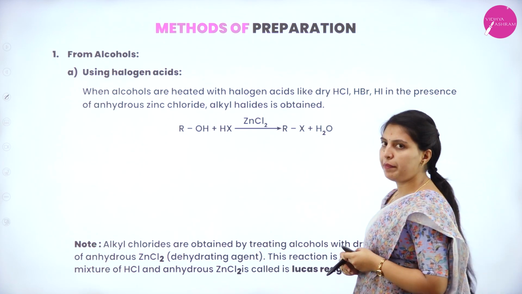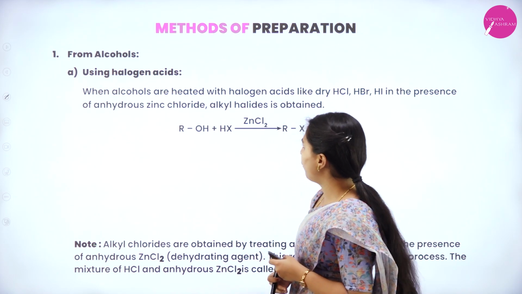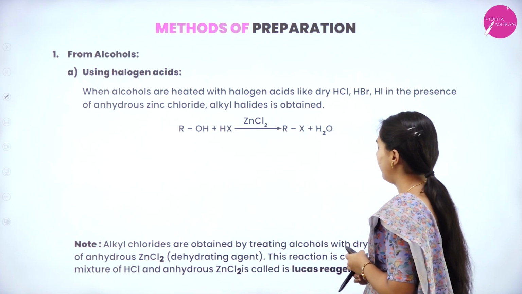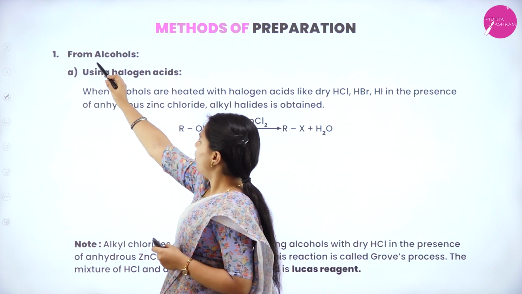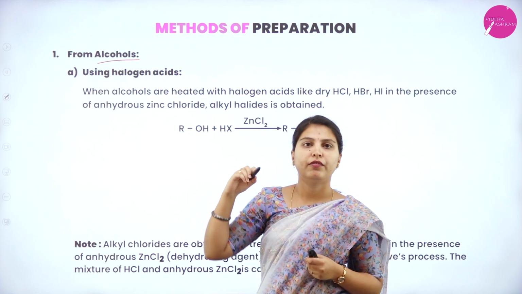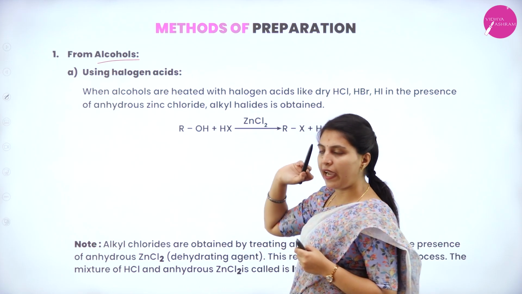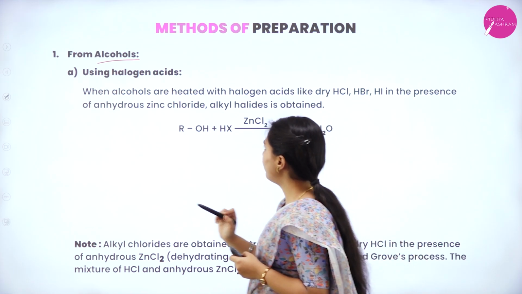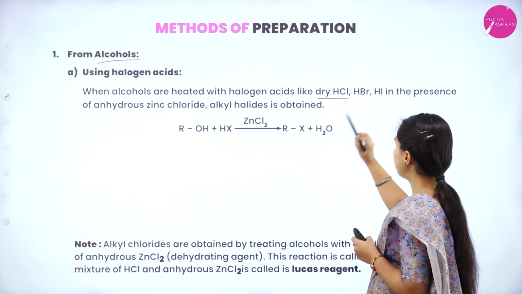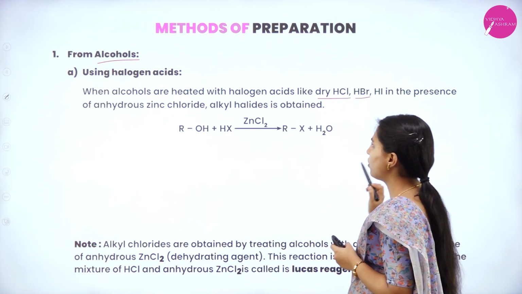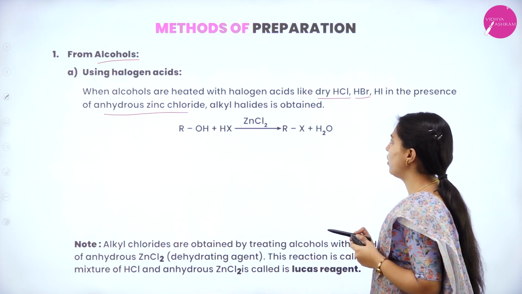Next, methods of preparation. How are haloalkanes or haloarenes formed? Usually we will see haloalkanes now. Methods of preparation from alcohols. The functional group of alcohols is OH. Using halogen acids: when alcohols are heated with halogen acids like dry HCl, HBr, HI in the presence of anhydrous zinc chloride, alkyl halides are obtained.